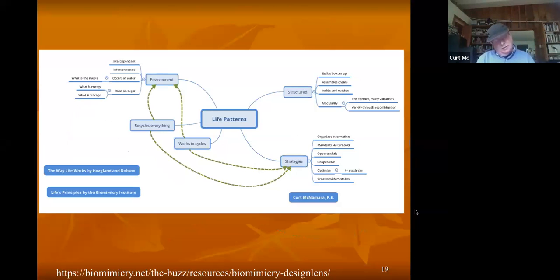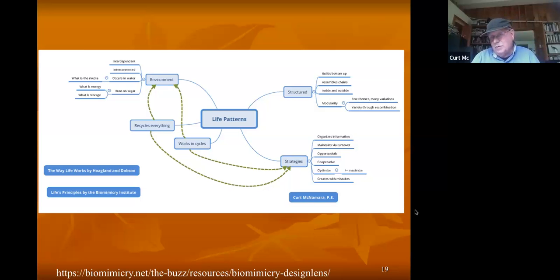And then it turns out there's a similar approach in a book called The Way Life Works by Hoagland and Dobson. And they talk about life's patterns, and they have a slightly different take on it. And so it might be more accessible to certain people. And in this graph or chart or mind map, I guess, I overlay the 2 of them to say how they really are kind of in the same 5 general areas.